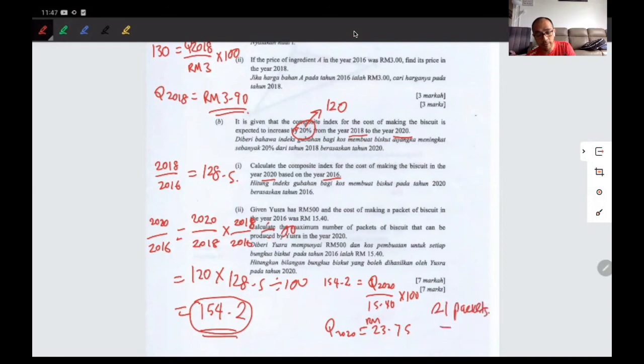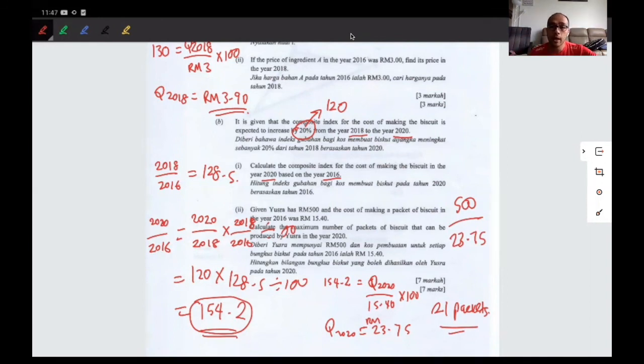Okay, 500 over 23.75. You get 21.05, but you can't make 0.05 biscuits. So you get about 21 packets altogether, maximum. Sedih kan? Kalau one packet is 23 ringgit.